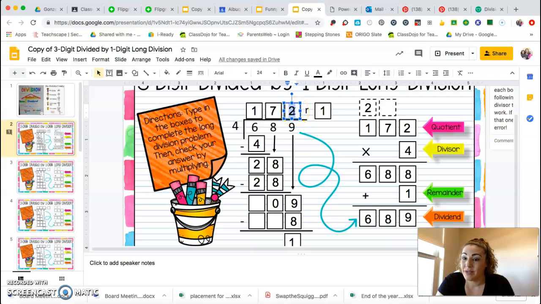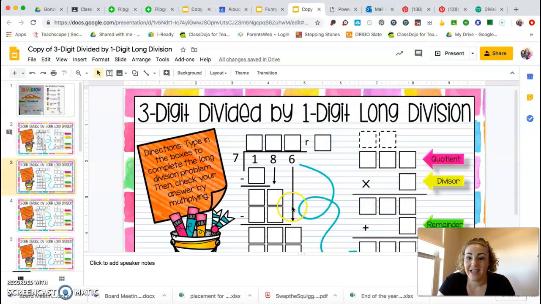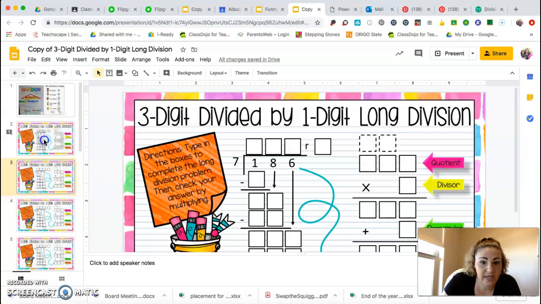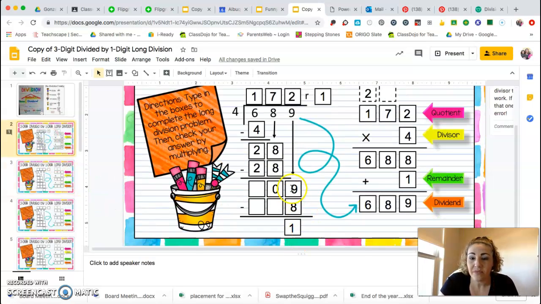Now Mom multiplies. 2 times 4 equals 8. Now sister subtracts. Oops, went to the next slide. Sorry, guys. Sister subtracts. 9 minus 8 equals 1. The next step is brother brings down. This is when you know you're done. If there are no more digits for brother to bring down, you're done, right?